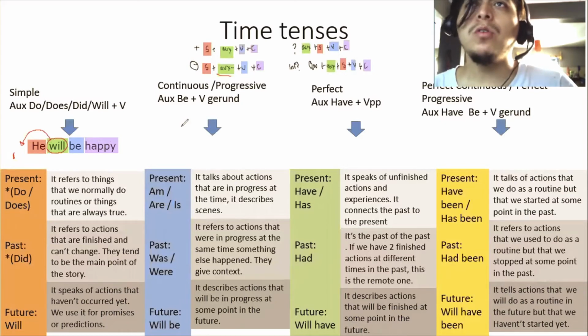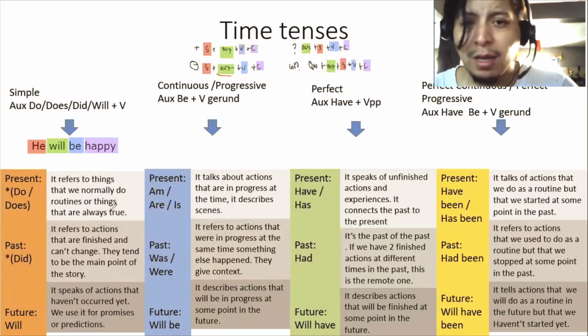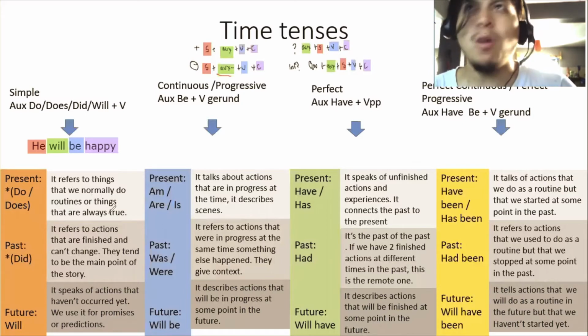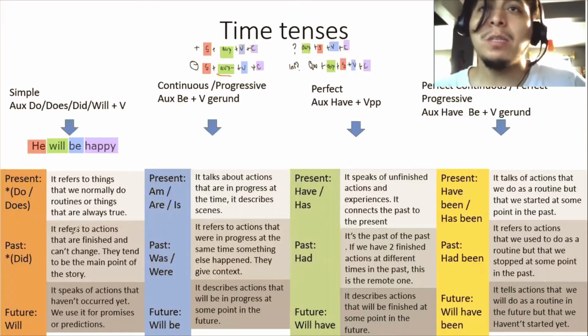Now, when do you use the simple present? The simple present refers to things that we normally do, routines or things that are always true, okay? If we are speaking about normal things that we normally do, it is always the simple present. The simple past refers to actions that are finished and cannot change. They tend to be the main point of the story. If you're telling a story, the main part of the story is normally in the simple past.